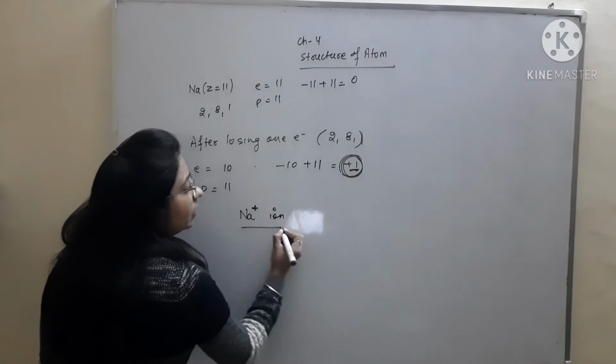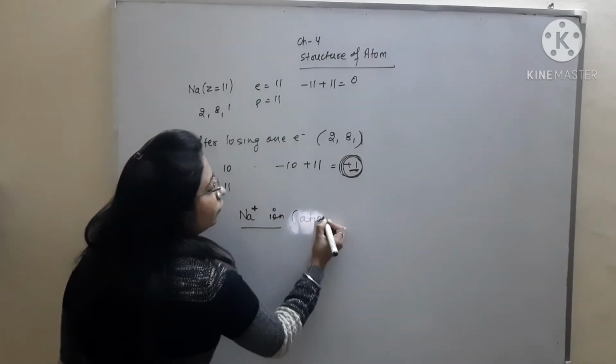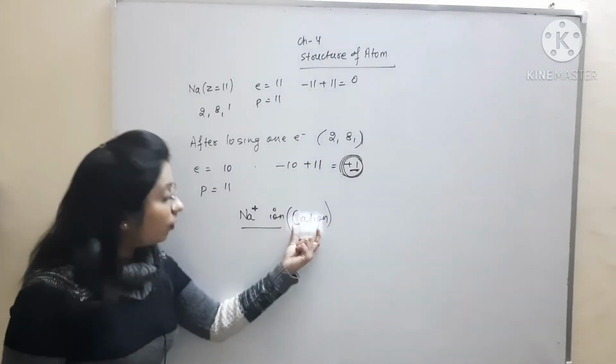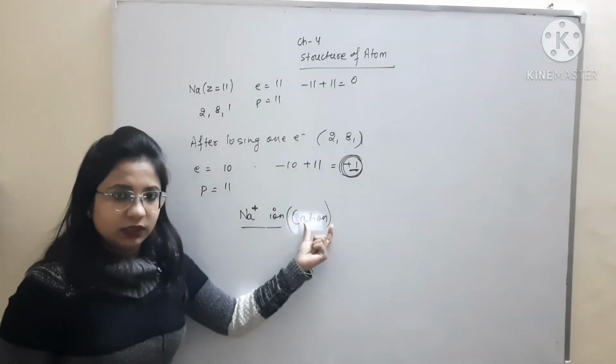अब ये क्या बन गया? केटायन बन गया, चार्ज स्पीशीज बन गया, आयन बन गया, है ना? And positively charged है इसीलिए cation बन गया.